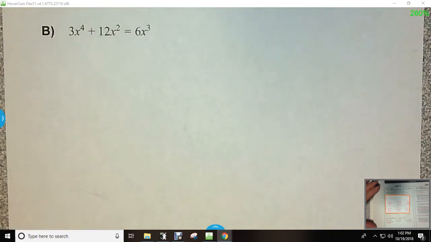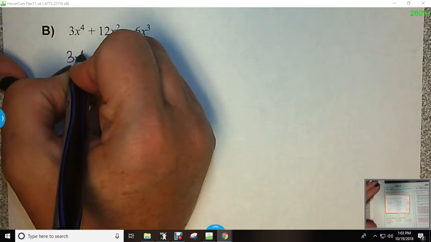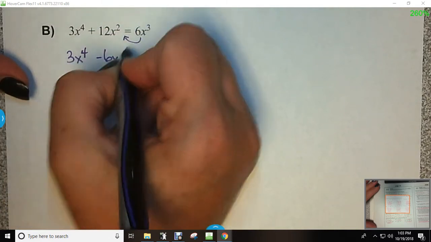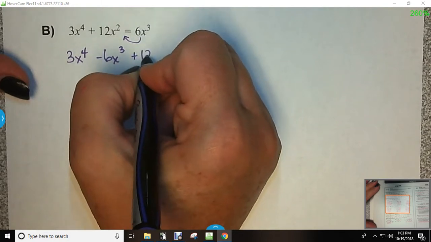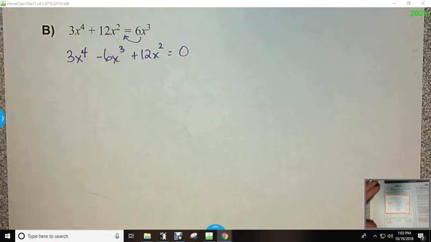Alright, so guys, here is part B. Go ahead and start it just like you did the last one. Move everything to the same side. But when you move that 6x cubed over, pay attention to your standard form and descending order. Okay, if you didn't put it in the right place now, that's okay. You just have another step where you put it in standard form. But if you remember it here, it's one less step for you.